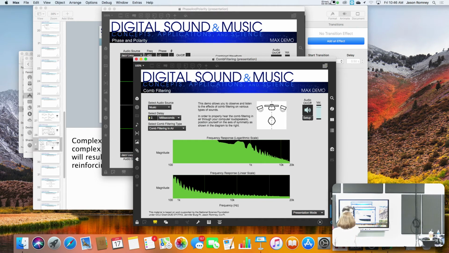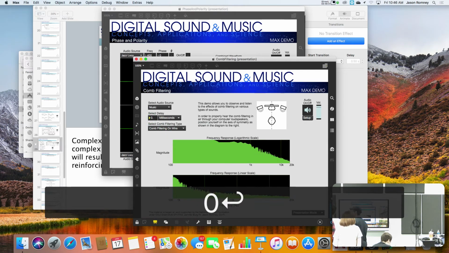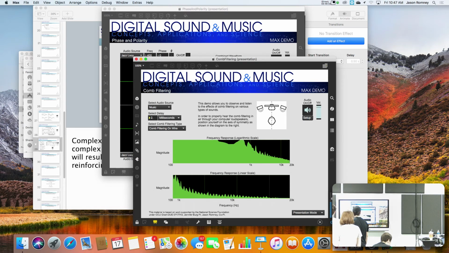Can you make it do the comb filtering on the wire so we can hear that? It's just too weird. But it's not affecting the low frequencies. So here's the wire. Oh wow. 0, 2. But that's the exact same interference. Yes. Wow.